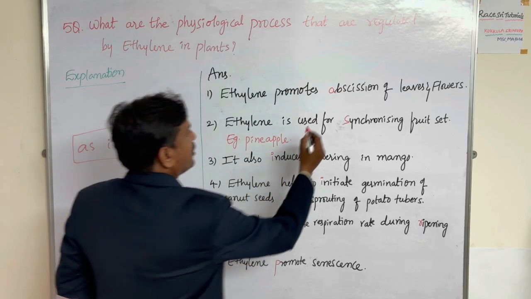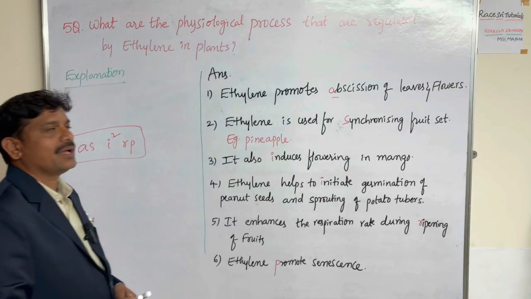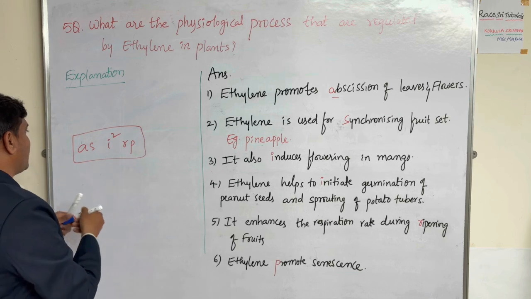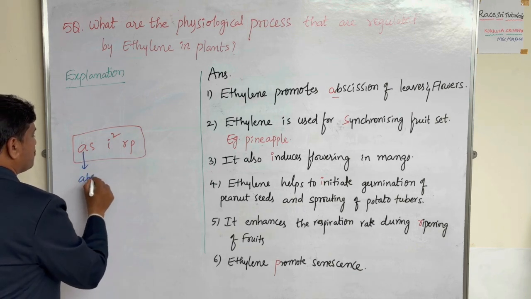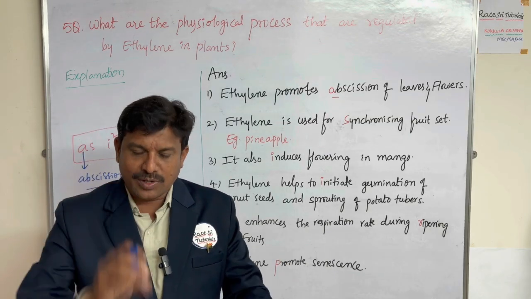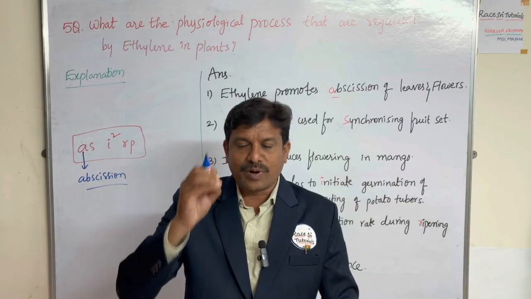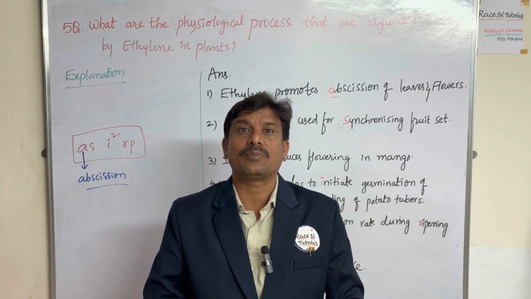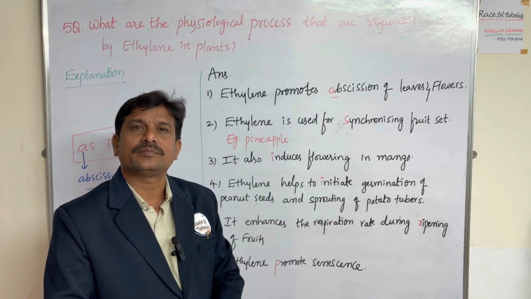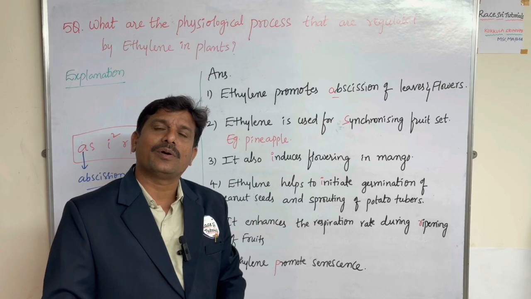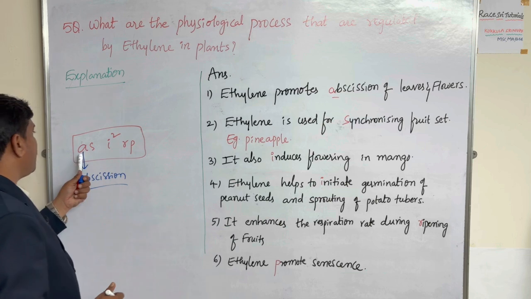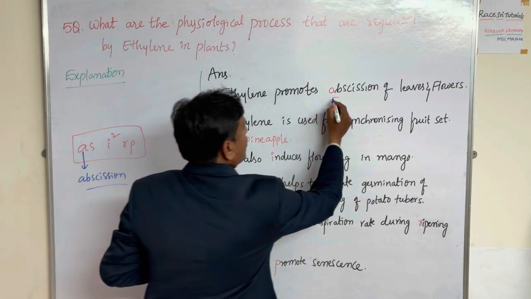Here I very clearly mentioned A. What does it mean, sir? Ethylene always promotes abscission. Abscission means falling down. Leaves and flowers fall down and don't stay. Abscission means falling down on the earth. Ethylene always promotes abscission of leaves and flowers. If leaves and flowers are not there, how will the plant get food material? You will say the plant is completely dead. This is the first one: A means abscission.